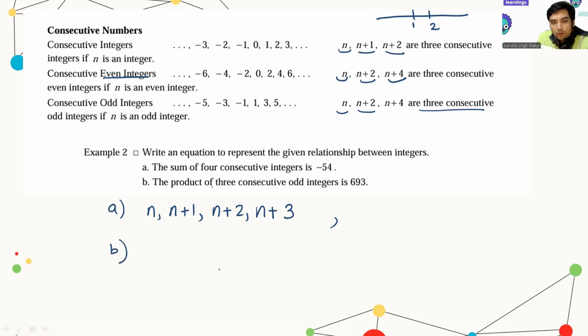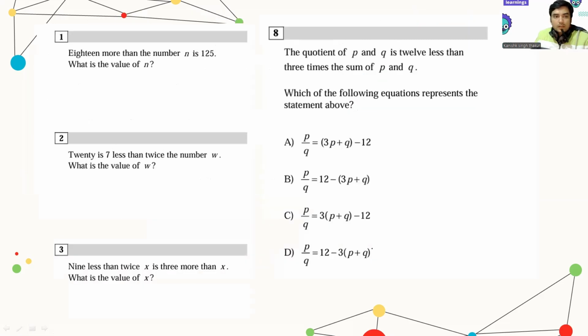So this is it. Now B part. Product of three consecutive odd integers. So for odd integers, how do I have to take? n, n plus 2, so that the difference remains 2, n plus 4 is equal to 693. This is the product of them. You can solve this equation and get the value, but I'll tell you to please put in the options and then get the values. So let's go ahead. We have questions here. We'll solve them.